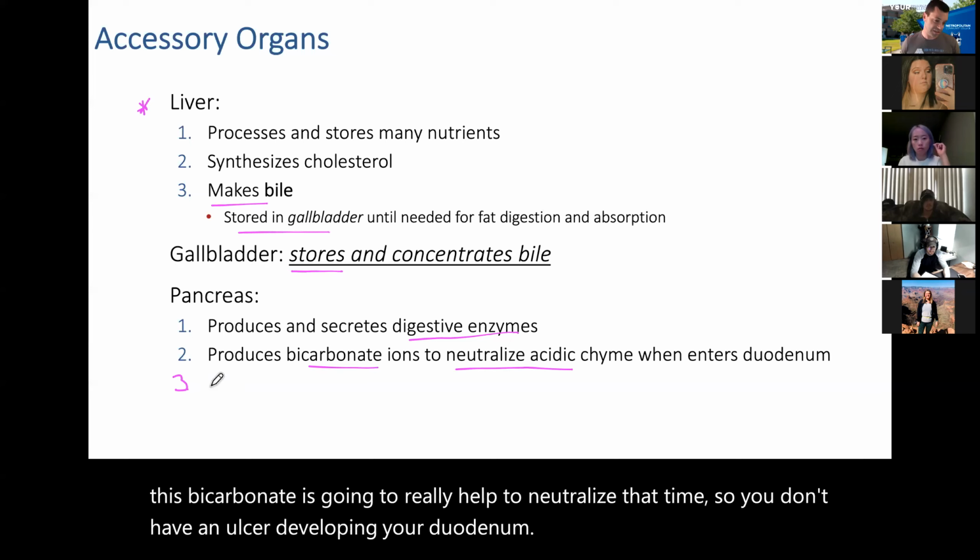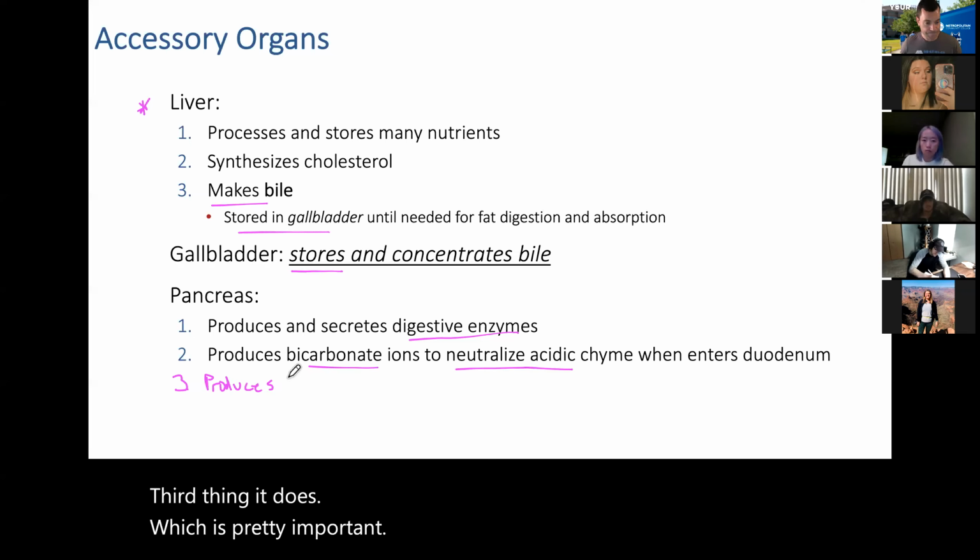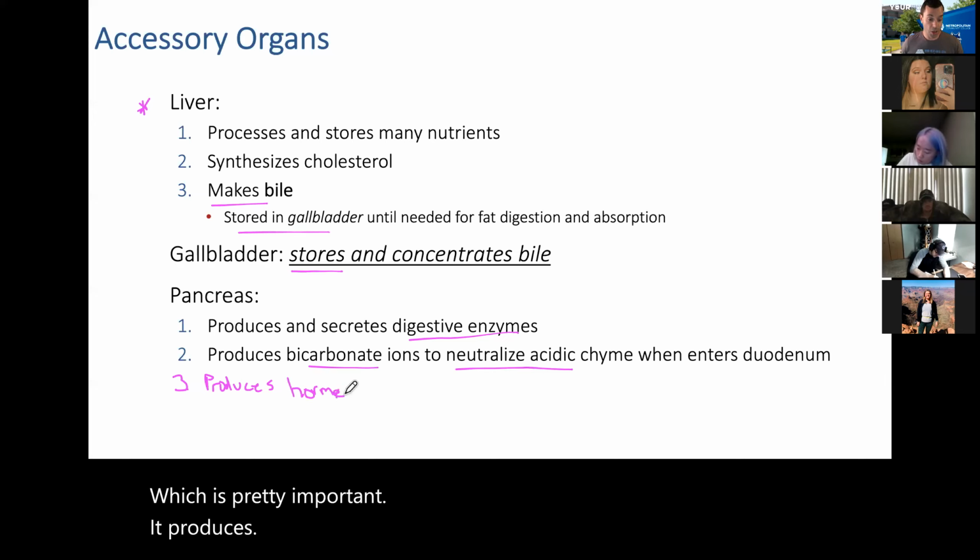The third thing it does, which is pretty important, it produces hormones. Okay, two pretty important ones: insulin and glucagon.